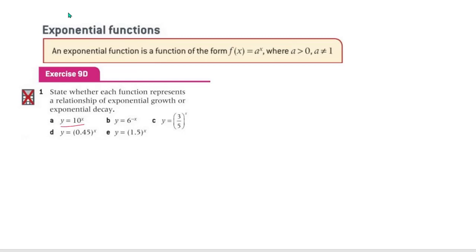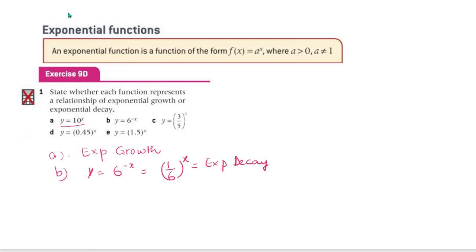Part A, y is equal to 10 to the power x. So this would be exponential growth, obviously. Part B, y is equal to 6 to the power minus x. 6 to the power minus x means 1 over 6 to the power x. So 1 over 6 is the number which is less than 1, so it would be exponential decay.